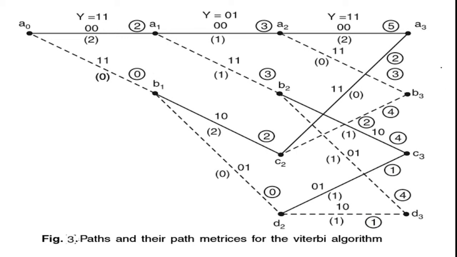Those 8 possible next states are A3, B3, C3, D3. This A2 is divided into two possible next states, A3, B3. This B2 state is divided into two possible next states, that are C3, D3. This C2 is divided into two possible next states, that are A3, B3. And next, D2 is divided into two possible next states, that are C3 and D3.